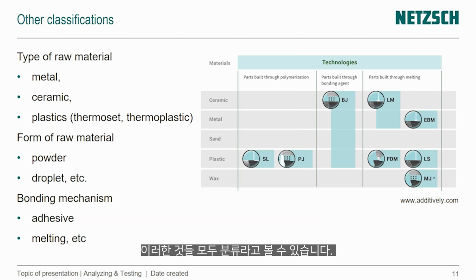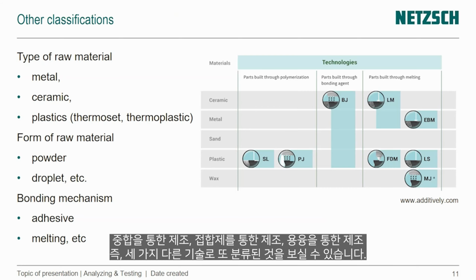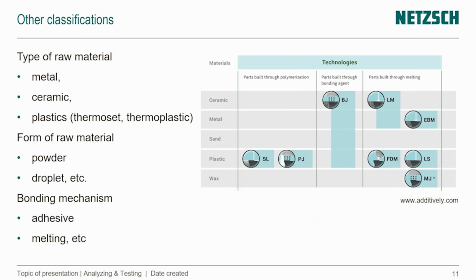Those are all classifications. And on the right, you see a classification that is first split by materials and then by 3 different distinctions of technologies: parts built through polymerization, parts built through bonding agent, and parts built through melting. So as you can see, there's a variety of classifications. In this course, however, I'm going to stick to the classification that's standardized today.